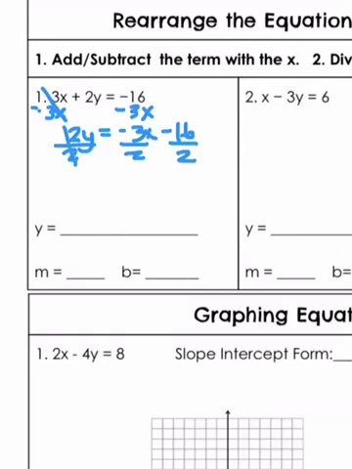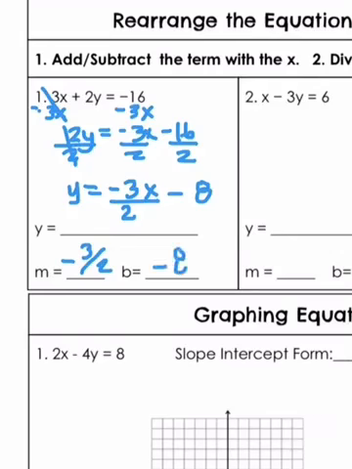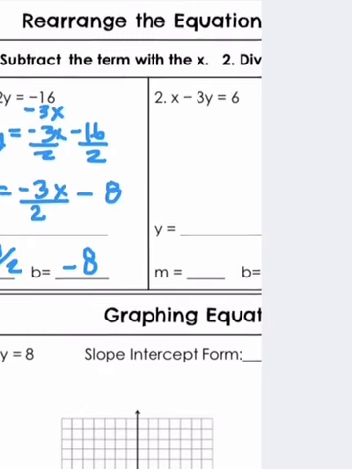So y equals negative 3 over 2x minus, and 16 divided by 2 is 8. So the slope for this one is negative 3 over 2, and the y-intercept, the b, is negative 8.